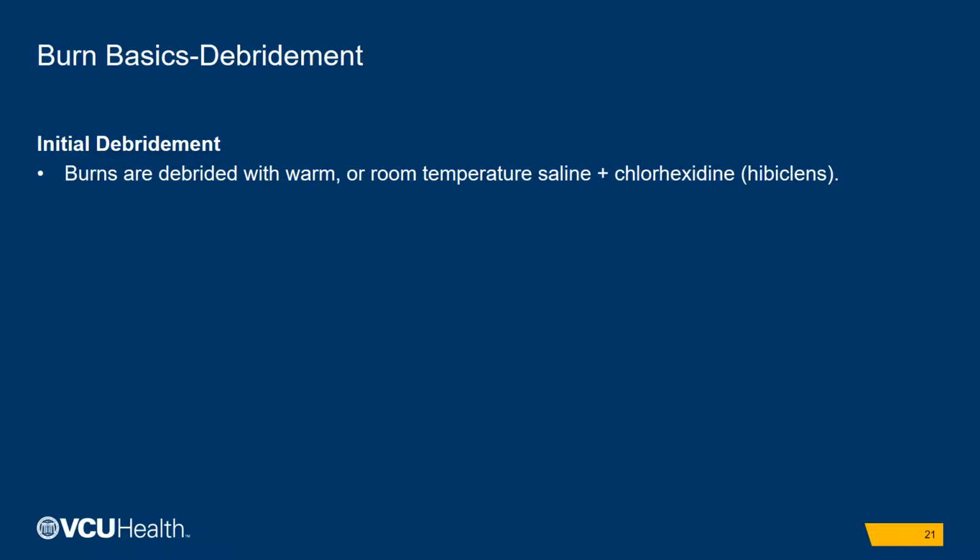So burns generally should be debrided with warm or room temperature saline, plus some kind of a chlorhexidine solution. Some burn centers use commercially available wound care solutions. Some burn centers use just simple gentle shampoo or wound cleansing substance. J&J baby shampoo is often used.